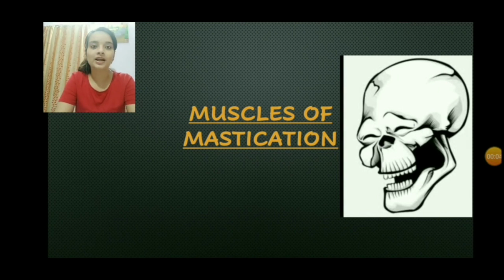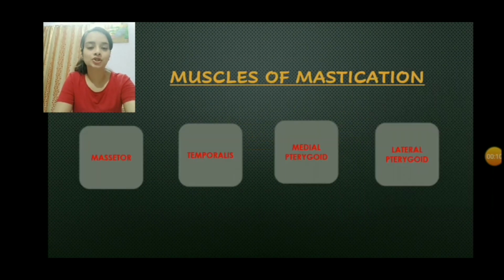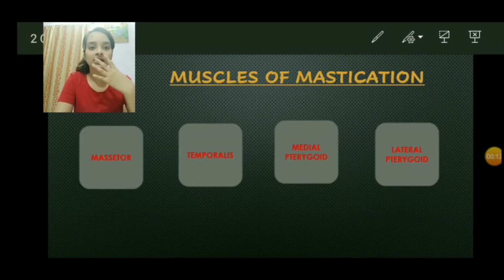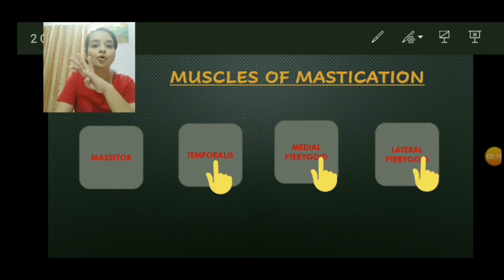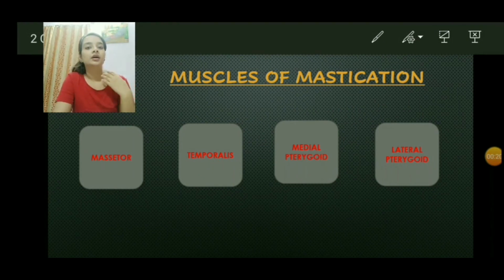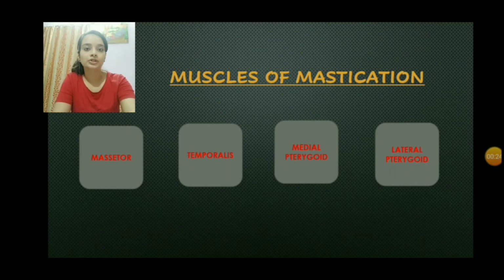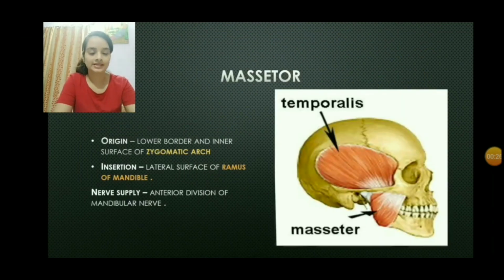Welcome to Dent Awesome. The topic of the day is muscles of mastication. As we all know, muscles of mastication are broadly classified into four types: masseter, temporalis, medial pterygoid, and lateral pterygoid. These are the four major muscles that are used for mastication and speech purpose. First of all, we'll be discussing masseter.